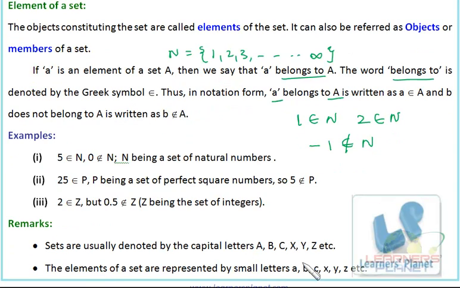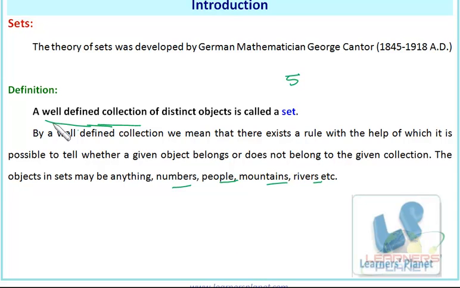Sets are usually denoted by capital letters A, B, C, X, Y, Z, etc., and the elements of sets are represented by small letters like a, b, c, x, y, z in lowercase, right? Sets are represented by uppercase and elements are represented by lowercase. Okay, so are you clear? Now when we discuss a well-defined collection of distinct objects, we call it a set. I gave you examples of some well-defined collections of distinct objects.